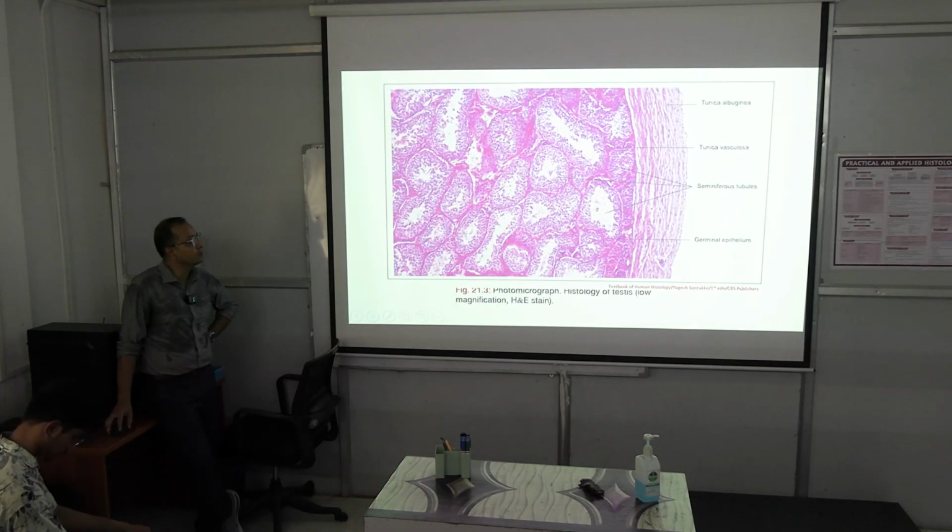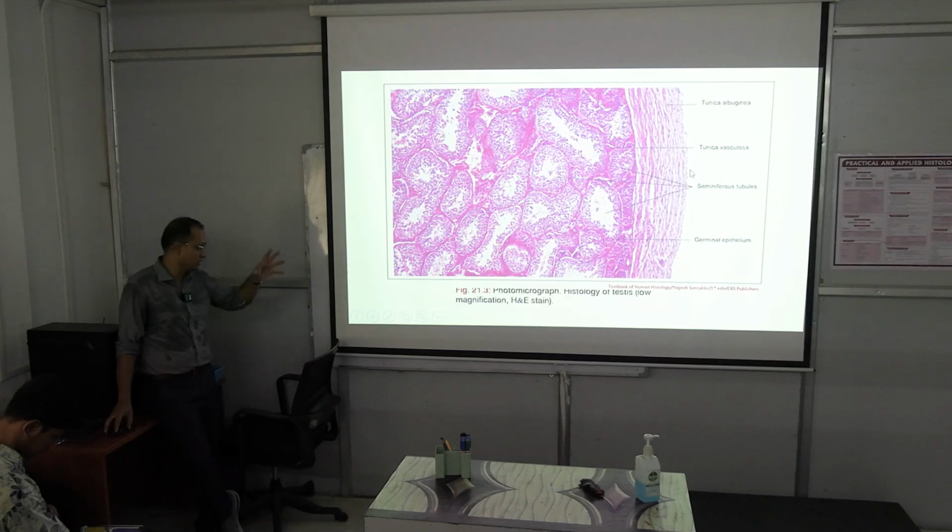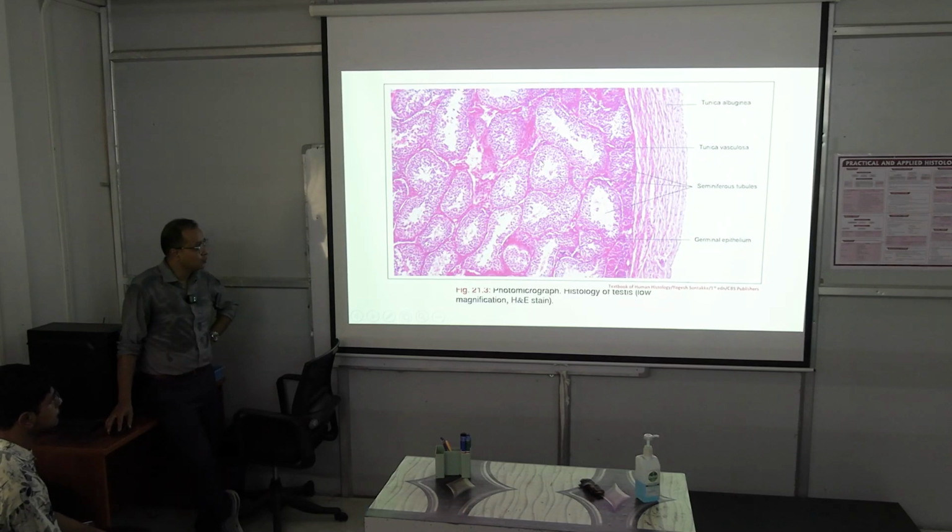So, this is how the cross section of the testis looks: tunica vaginalis, albuginea, and then we have the vasculosa inside it. Then these are the seminiferous tubule cut sections. Each cut section has a lumen and an adlumen side, with the margin of the lumen. This is the central part of the lumen, and this is sitting on the germ cells. Within here there are some cells present as Sertoli cells.